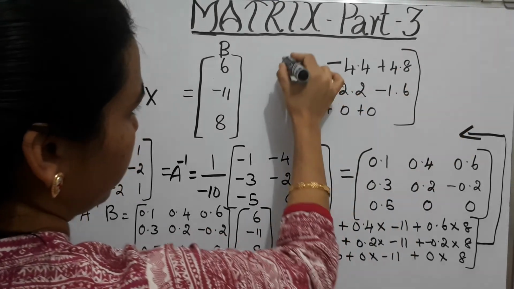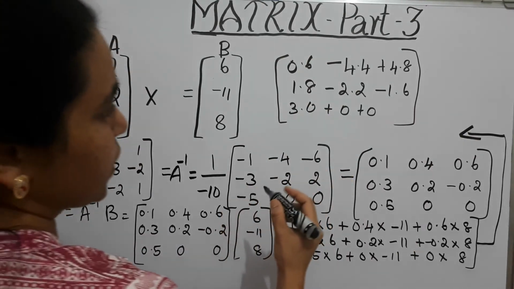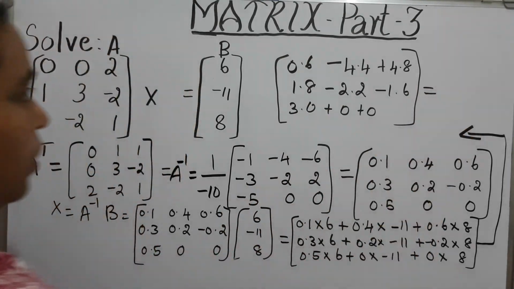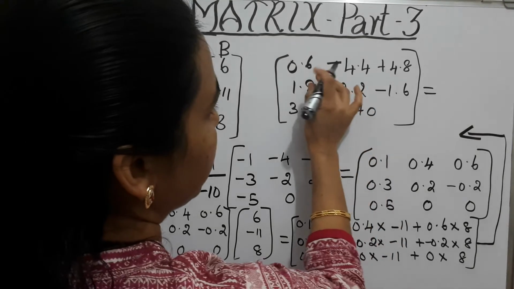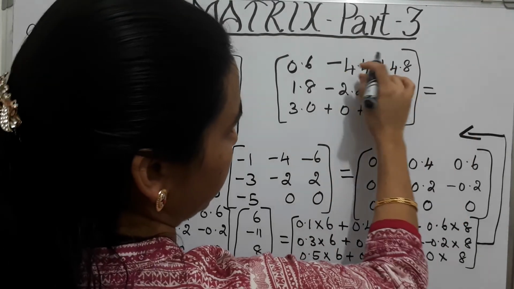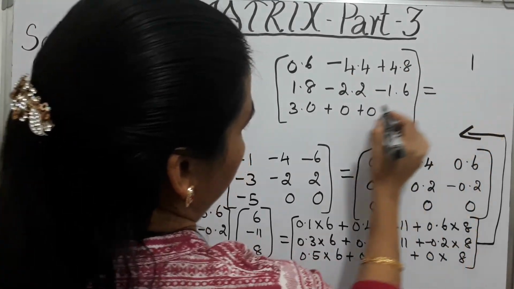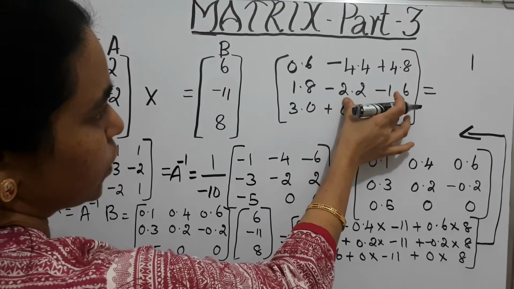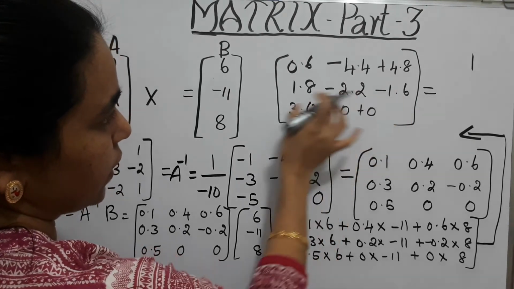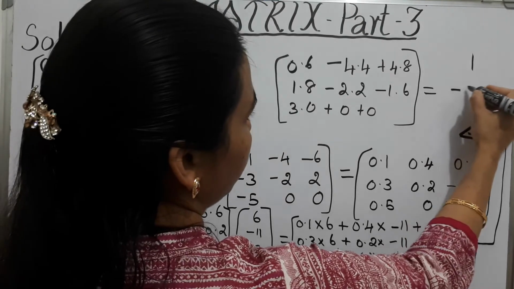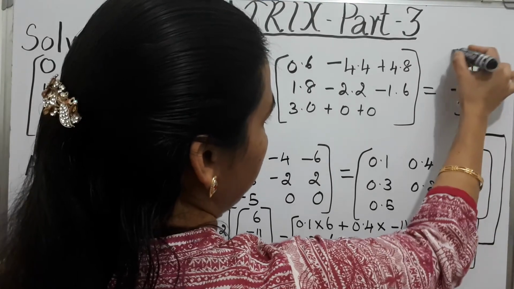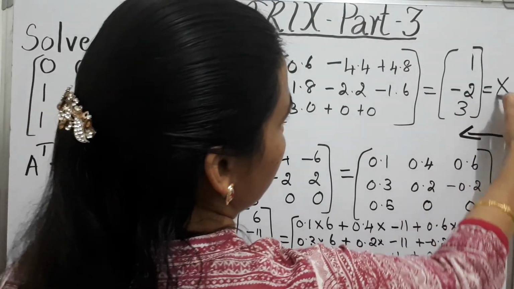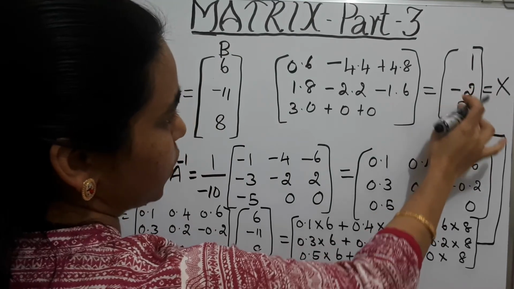Okay, so when you simplify, the value of x will be equal to 0.6 minus 4.4 plus 4.8, so you will get 1. So when you add these two and subtract 4.4, you will get 1. And when you add these two, you will get negative 3.8, and this is 1.8, so the answer will be negative 2. And here only 3 is there, so the x matrix will be 1, minus 2, 3.